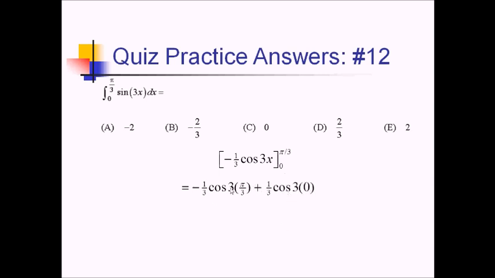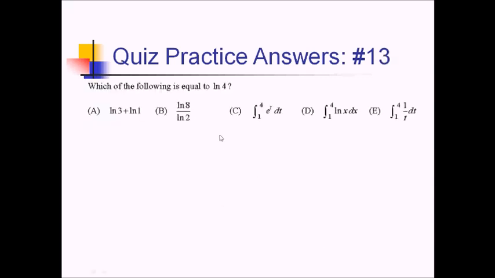Going through now, this 3 and this 3 cancel. So this is really cosine of pi, which is negative 1, times the negative 1/3 gives us positive 1/3. And then over here, we're also going to get positive 1/3 because this is just cosine of 0, which is just 1. So adding those two 1/3s together, we end up with 2/3, which is choice D.